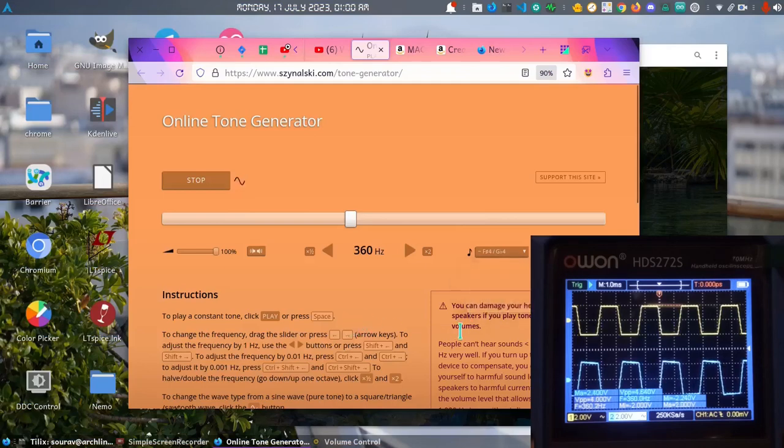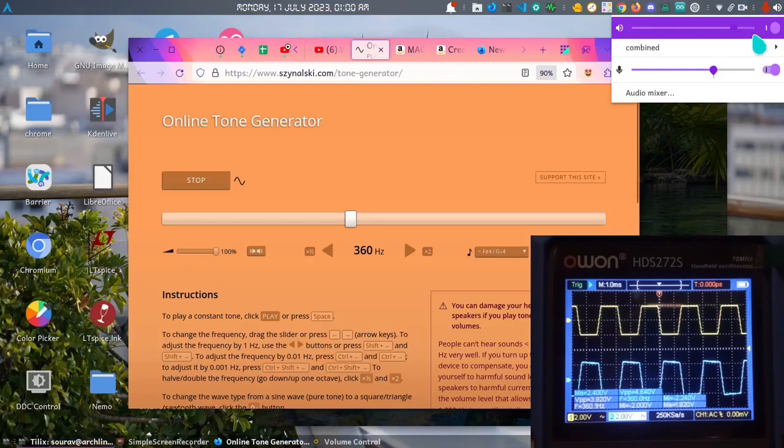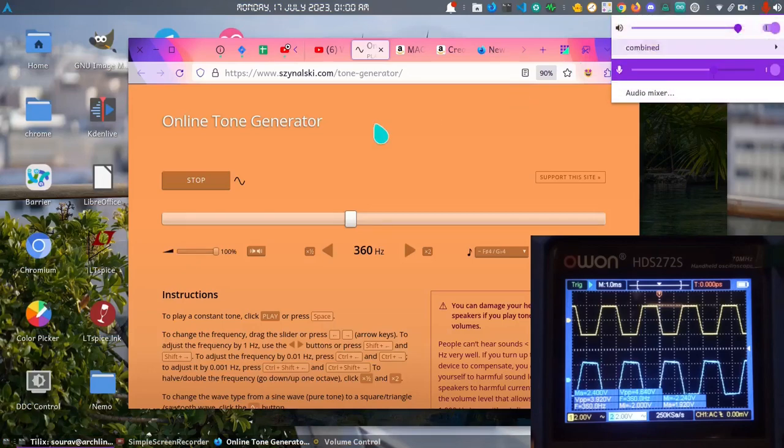For the sine wave, as you can see straight away, we have that square looking wave right now, and if we change the volume to 100%, it is a sine wave, and it will go to the maximum volume and then it will clamp again.